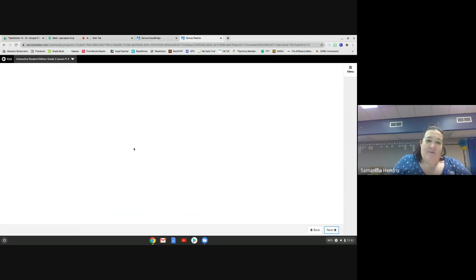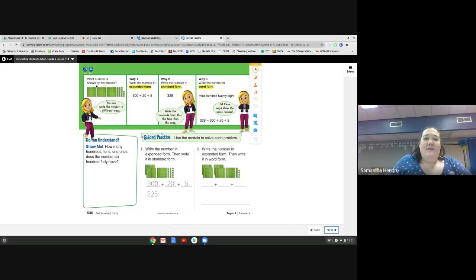Let's look at our review here. So what number is shown by the models? This is the same number that they do in the video. So expanded, here's our vocabulary. Expanded is when it's stretched out and shows all the values. Standard form is when it shows just the digits in the number. And then word form is the words, just as you hear it.